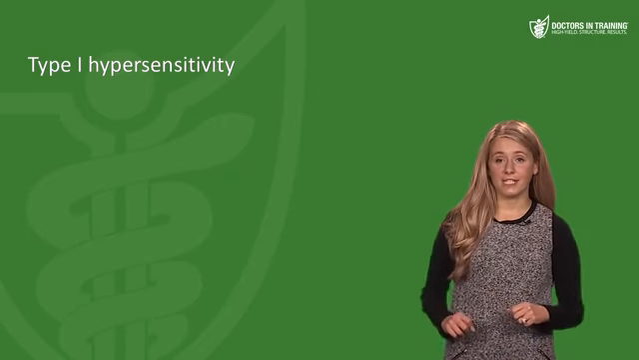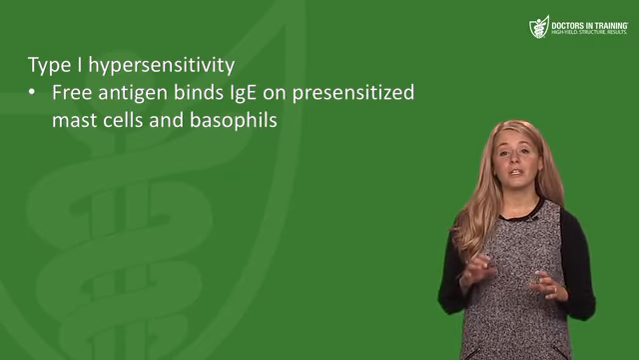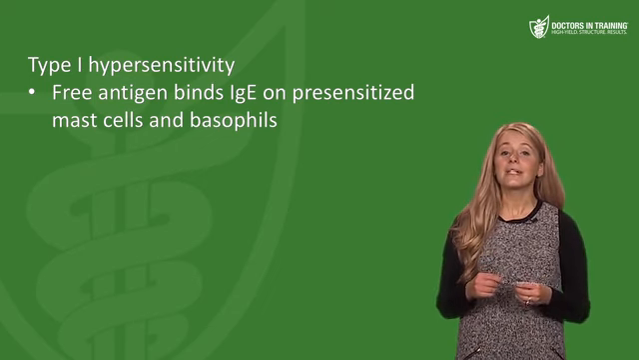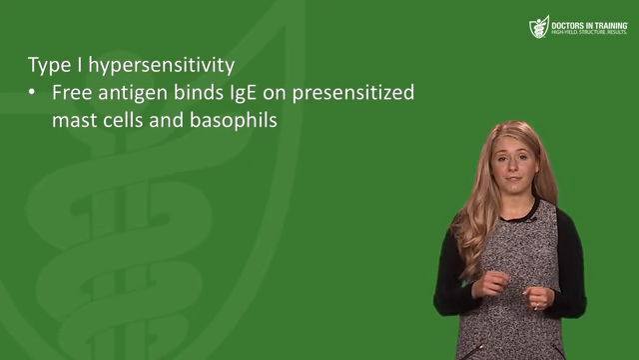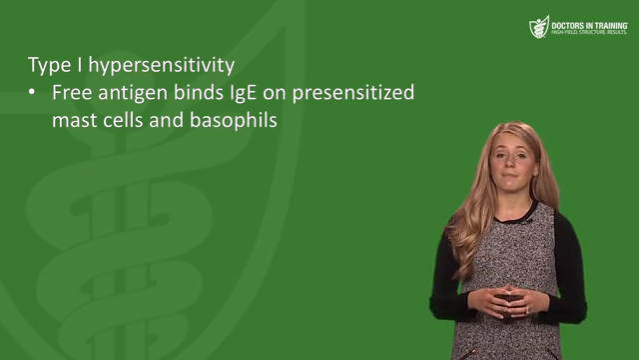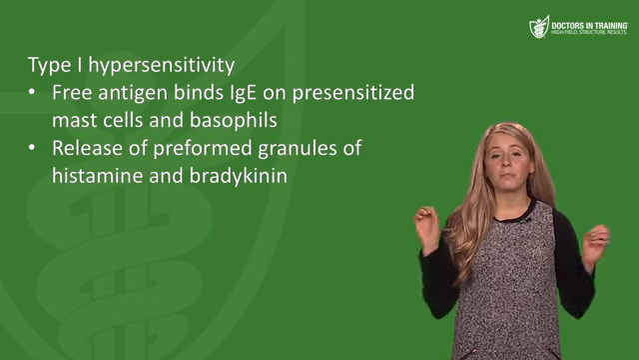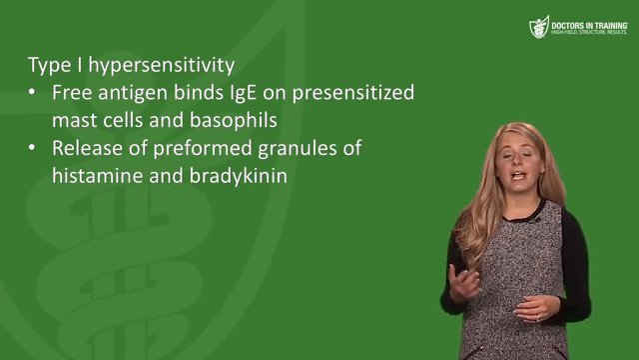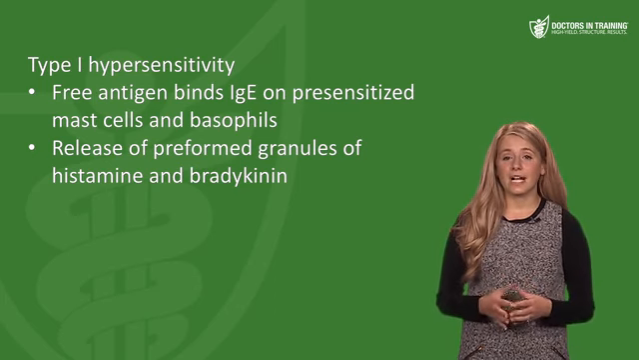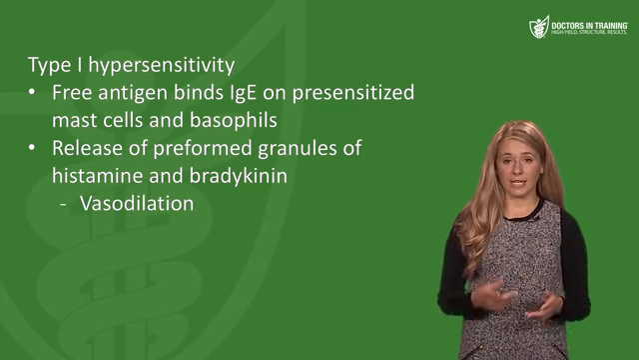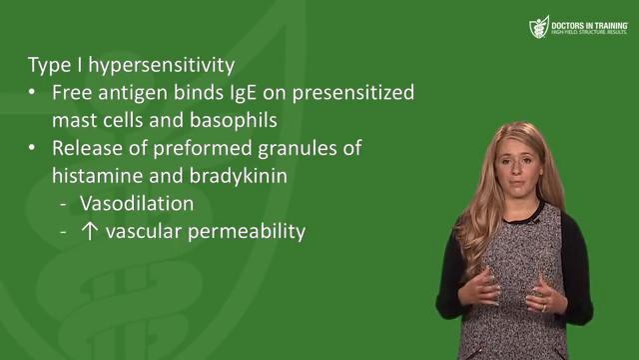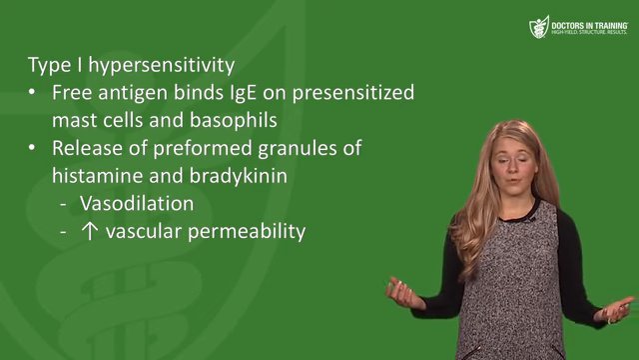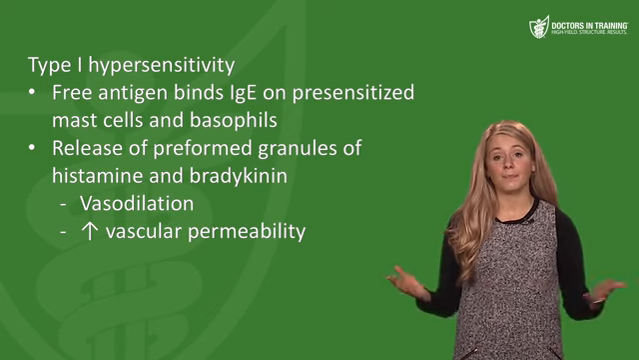Type 1 hypersensitivity occurs when free antigen in the blood or on the mucosa binds to IgE on the surface of pre-sensitized mast cells and basophils. And that causes those mast cells and basophils to degranulate and release preformed molecules of vasoactive chemicals like histamine and bradykinin. These are vasoactive amines, so they cause vasodilation and increased vascular permeability, which allows fluid to leave the vessels and to get into the tissue, which then leads to local edema.